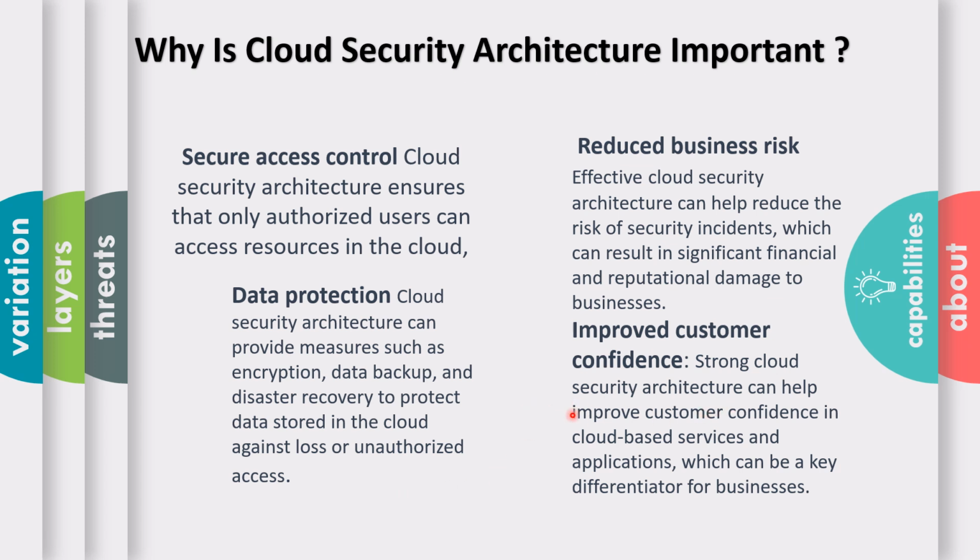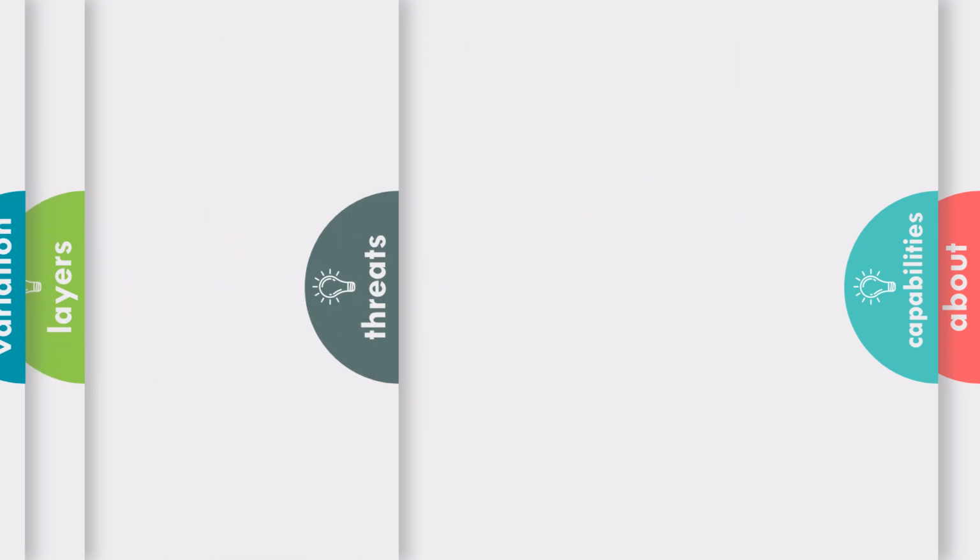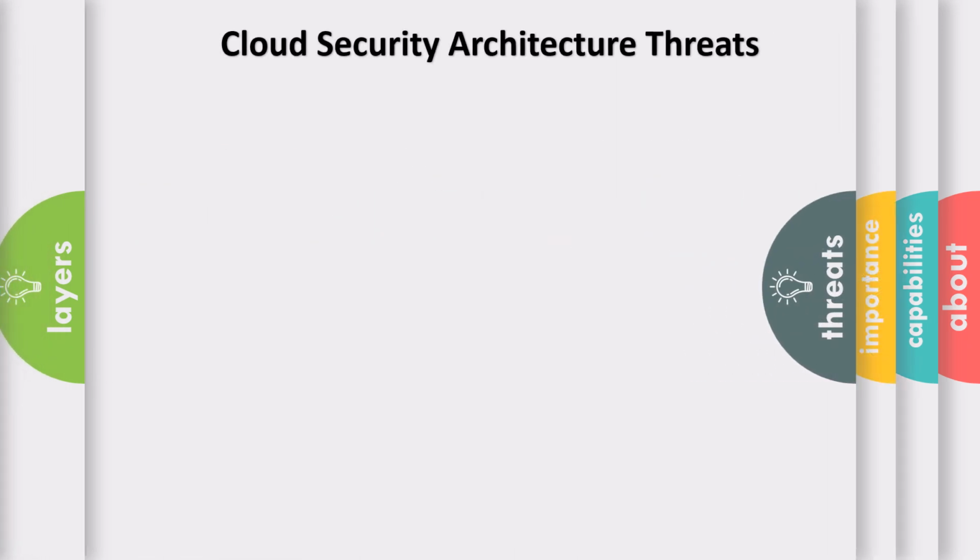Then improve customer confidence. Strong cloud security architecture can help improve customer confidence in cloud-based services and applications, which can be a key differentiator for businesses. Then cloud security architecture threats. There are data breaches. What are data breaches? A data breach happens when unauthorized people gain access to sensitive data like customer information, passwords, or financial records.